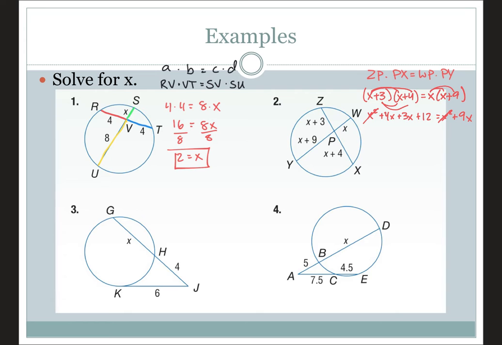All right, so then I'm going to combine like terms, and I've got 7x plus 12 is equal to 9x. And x is equal to 6.